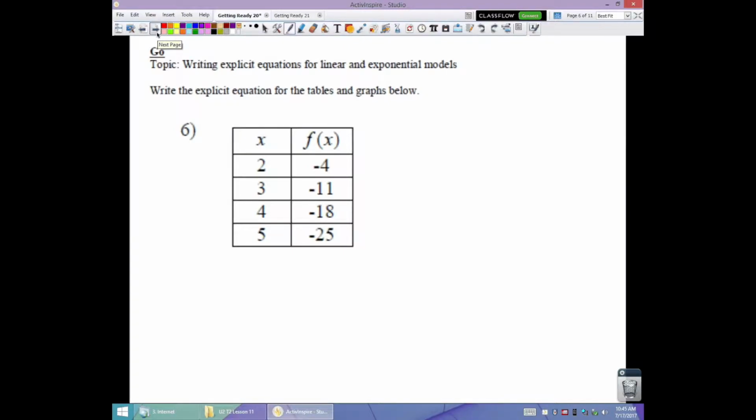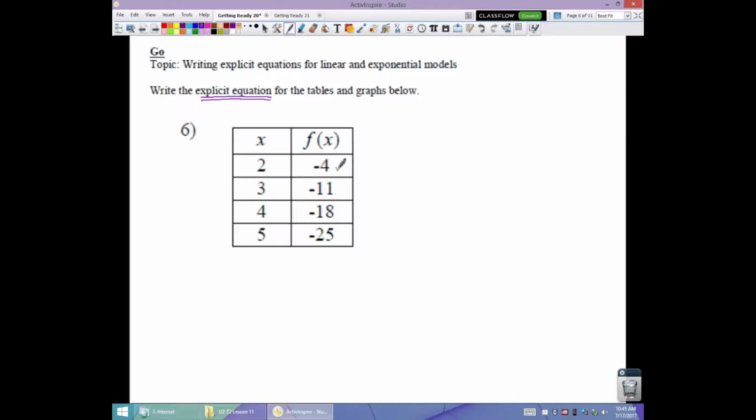Okay, so we're looking at either linear or exponential models in this second part of the homework. And we're going to write just the explicit equation. We do not need to make the recursive. So for explicit equations, no matter what type of function we're looking at, we need the 0th term. So if our table does not give us the 0th term, we're going to need to find that.